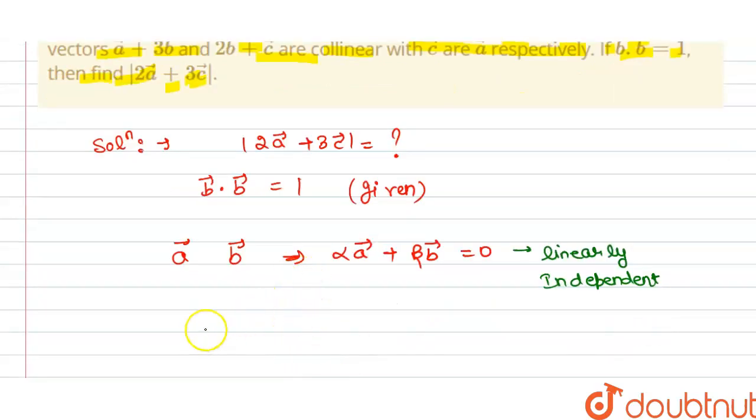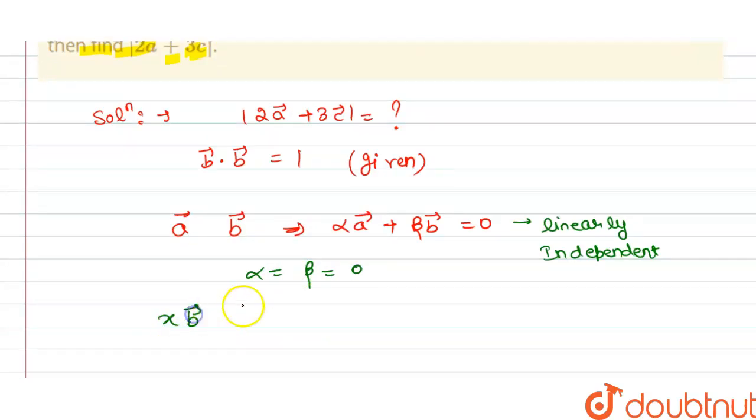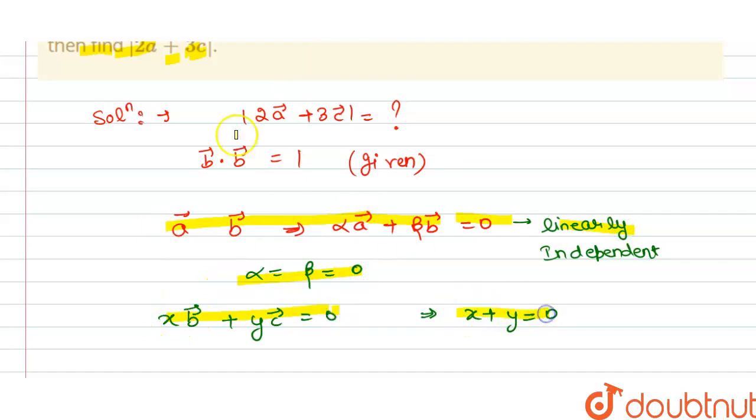Here we can write alpha is equal to beta, and this is equal to 0. So we can write x b vector plus y c vector is equal to 0. From this we can write x plus y must be equal to 0. So a and b are linearly independent.